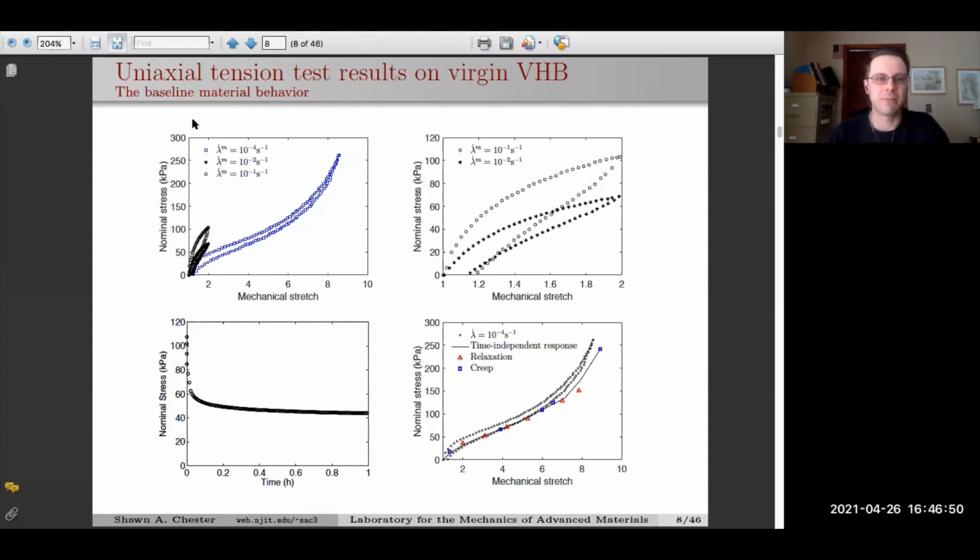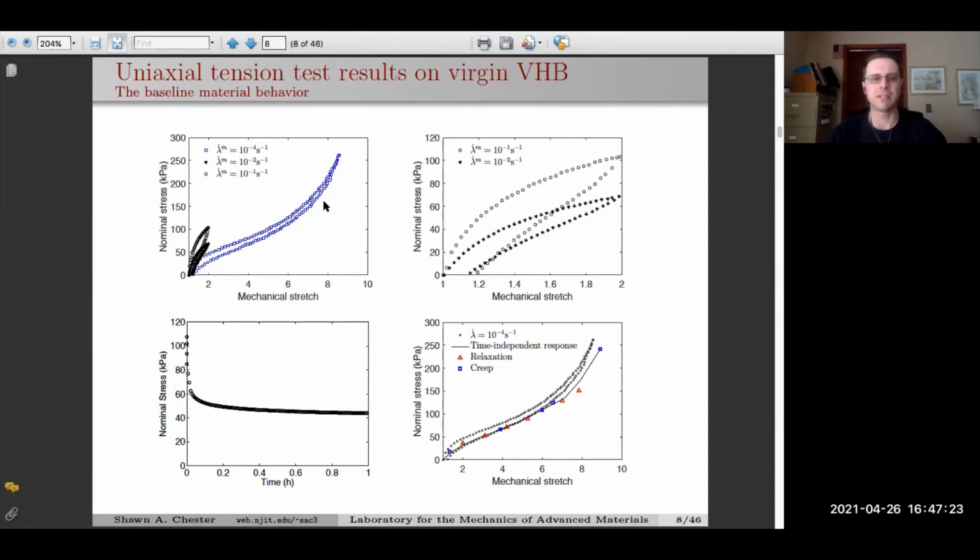I'm going to start in the top left corner here. With the virgin material, we just have the baseline material behavior. Right? There's 3 curves here. The blue data is the one to focus on right now. It's at a stretch rate of 10 to the minus 4 per second. So it's not fast. It's pretty slow. It's quasi-static. The stretch here goes up to more than 8.